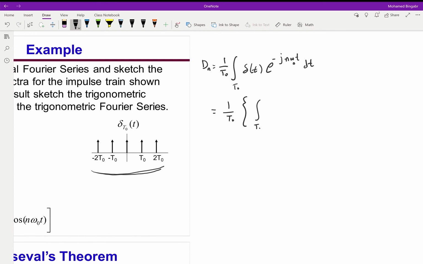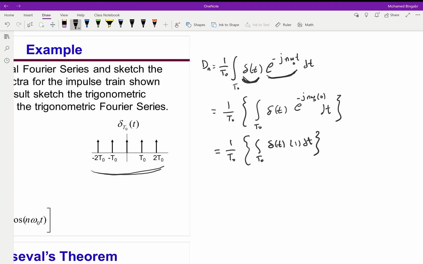Before I integrate, an impulse multiplied by any function is the sampling of the function at the location of the impulse. This impulse is located at t equals 0. So I will get the impulse back again, and the strength of it will be the sample of the signal at 0. And this is just 1 over t0, integral of t0, the impulse. This e to the power of 0 is just 1, and the integral of an impulse gives you 1. So that means dn is 1 over t0.